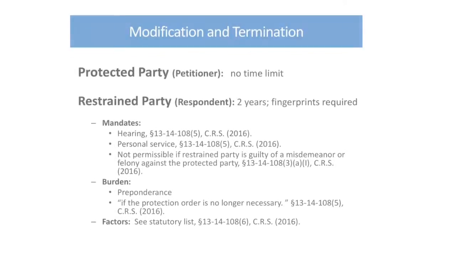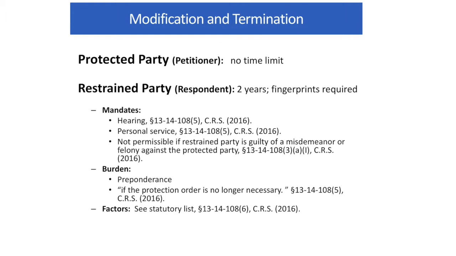On occasion, you will address motions to modify or terminate a permanent protection order. Service must be effectuated and a hearing must be held on the motion. The restrained party must wait 2 years from the issuance of the order or the last request to modify, and the court cannot modify or dismiss the permanent protection order if the restrained party has been convicted of or pled guilty to any misdemeanor or any felony against the protected person other than the original offense.